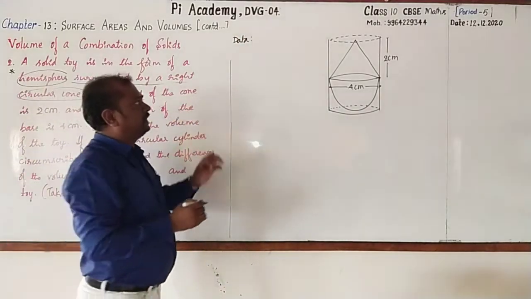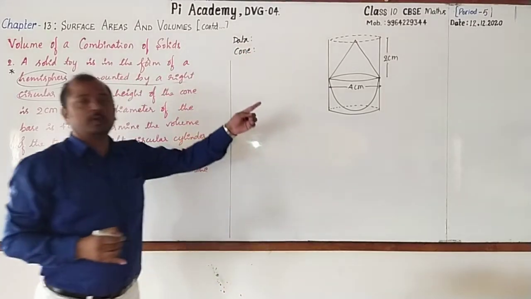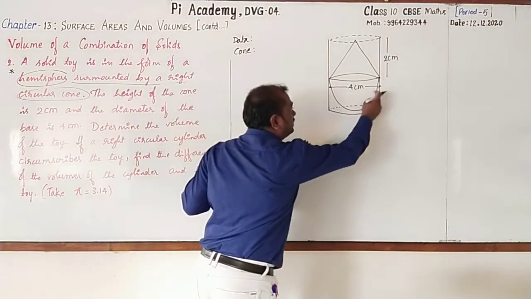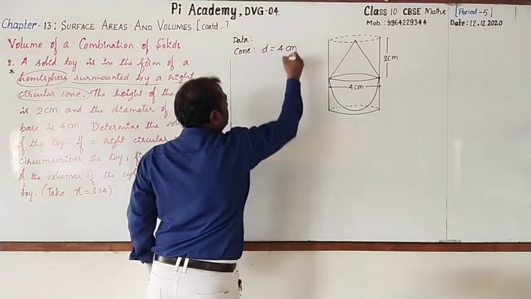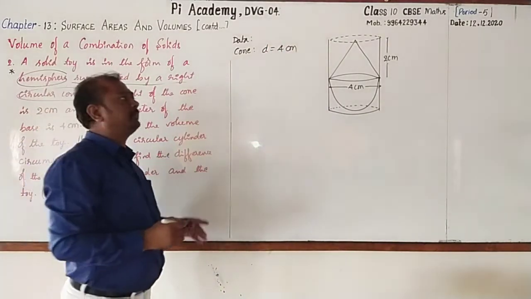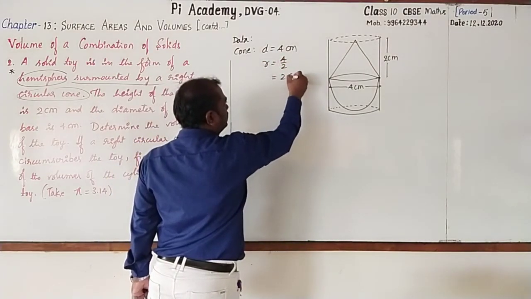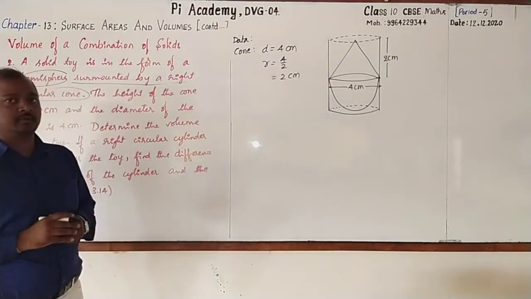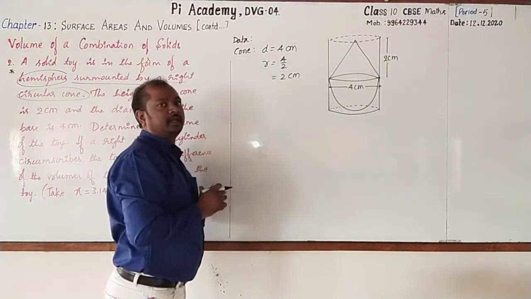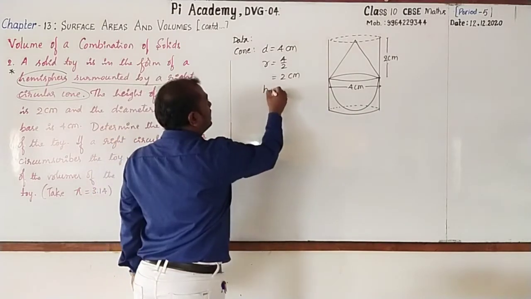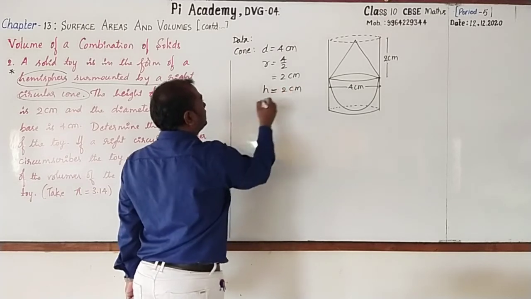First, I'll go for taking the cone. With respect to cone, what has been given? Observe. Diameter, right? How much is it? Very good. It is 4 centimeter. Then what will be its radius? Radius is half of diameter. 4 by 2 is 2 centimeter. Followed? Next. What does 2 centimeter indicate? Very good. This is the height of the cone. Height of the cone is 2 centimeter.